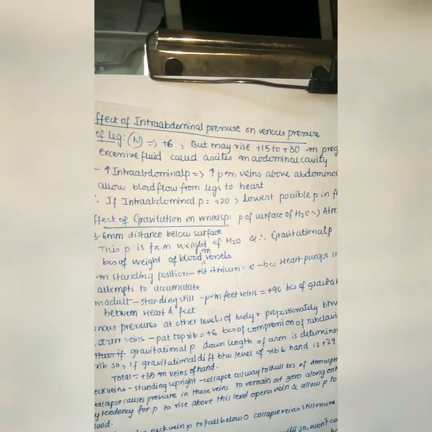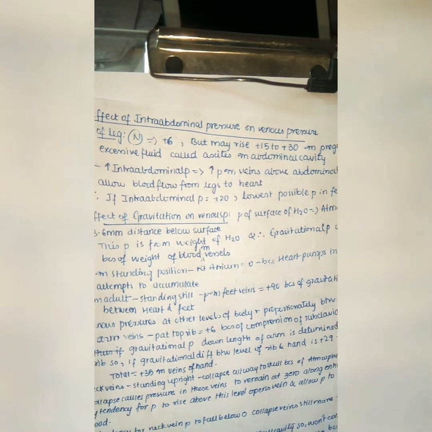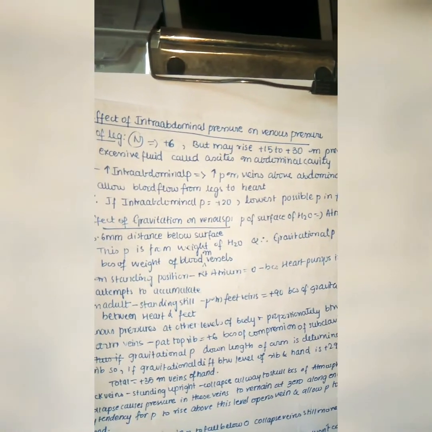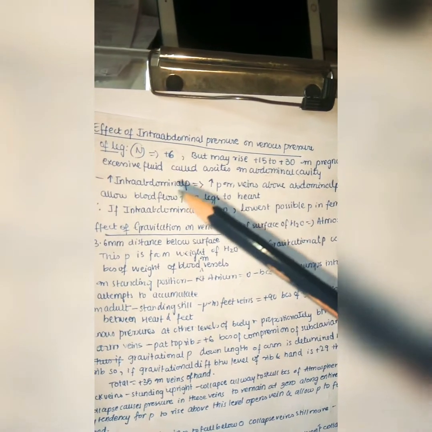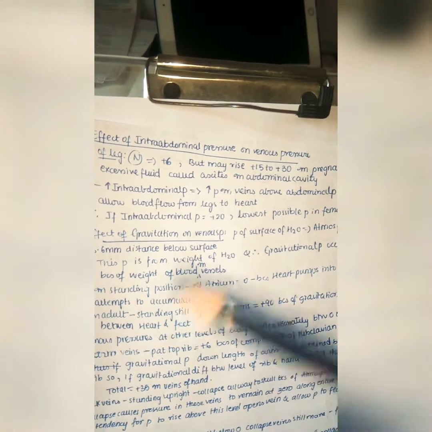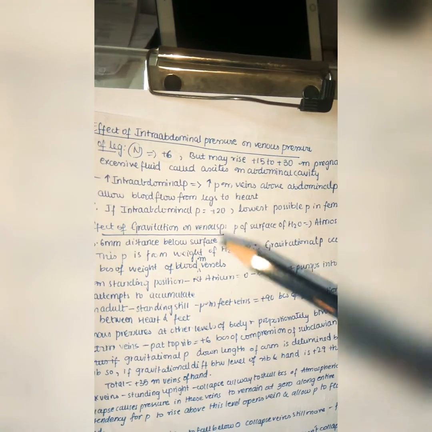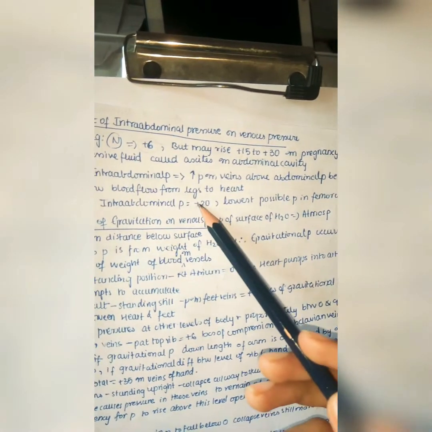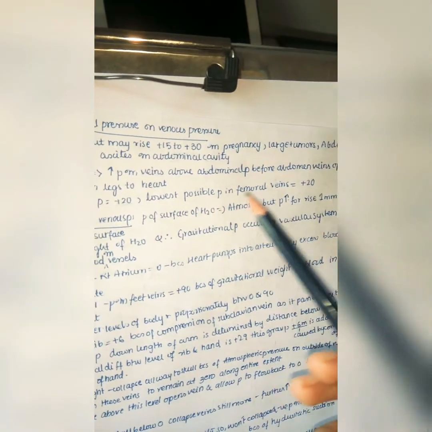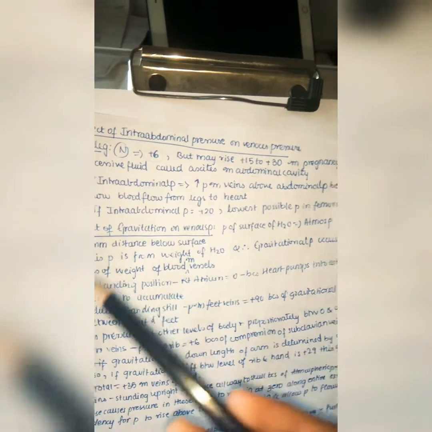That is, actually the venous pressure is moving in the opposite direction. From our legs it should come to the heart. So when this pressure is so much increased over the abdominal pressure, even before the vein opens, this intra-abdominal pressure directly acts as a pump to flow the blood from the leg to the heart. So if the intra-abdominal pressure is about +20, the lowest possible pressure in the femoral veins would be +20, because this pressure only drives the veins here.